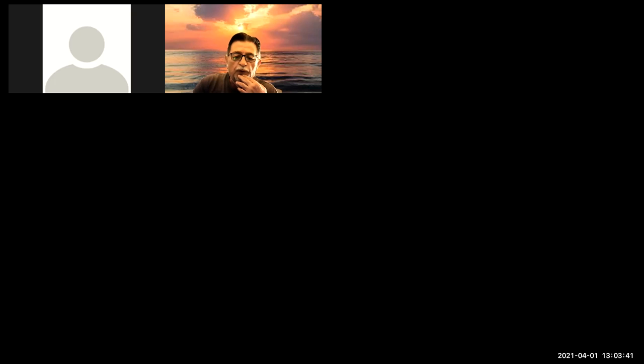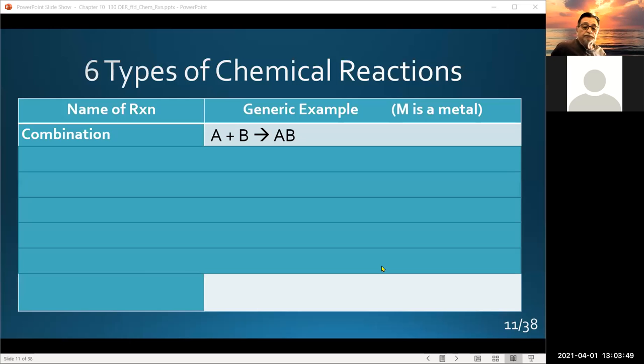All right, so we ended up on chapter slide 11, and we've been talking. This particular chapter deals with chemical reactions. And I stated earlier, last time, that there are 6 types of general chemical reactions. This table here summarizes them. I'll go over it again. We did go through some of it, but it's just to refresh your memory.